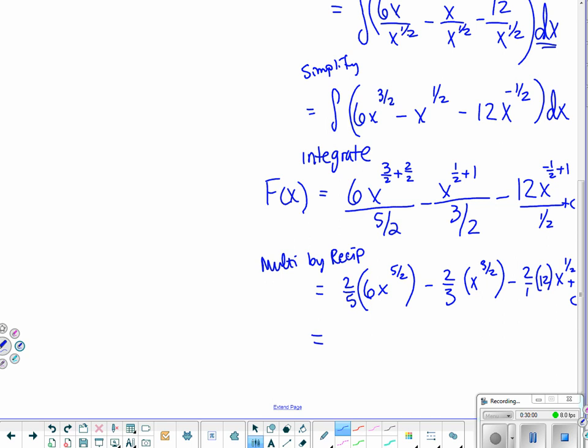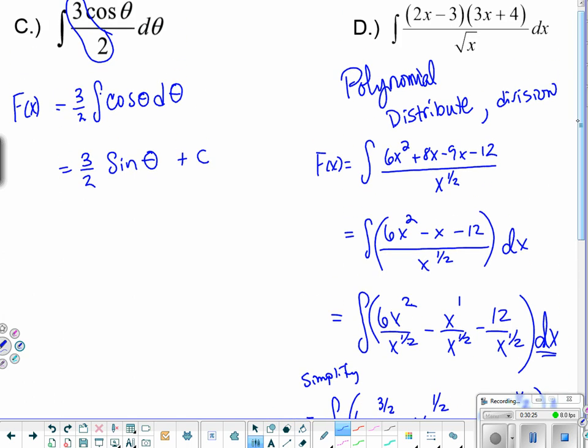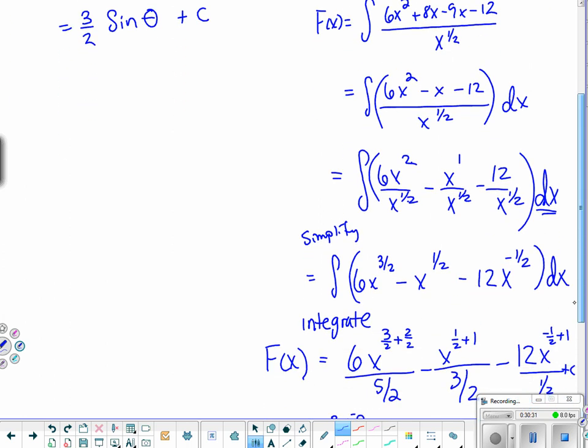Final steps. 12/5 x to the 5/2 minus 2/3 x to the 3/2 minus 24 x to the 1/2 plus c, leaving it with fractional exponents just fine. You don't have to write them as radicals. There's our answer. Holy buckets, what an ugly answer. Would you have guessed its derivative is this? Wow, huh? That's pretty crazy.